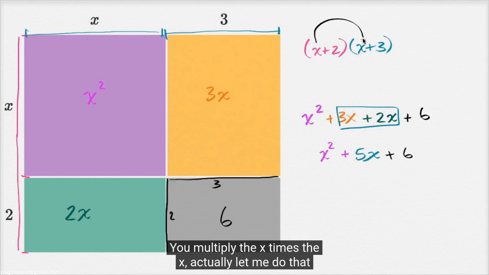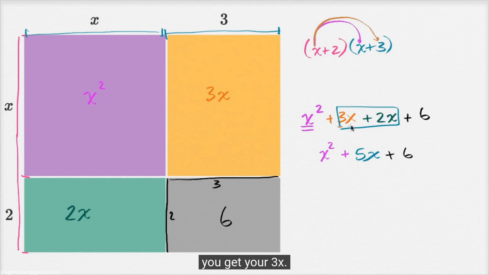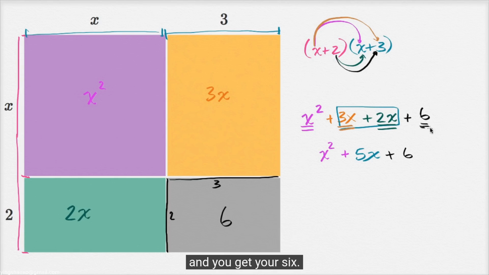You multiply the x times the x. Actually, let me do it in the same colors. You multiply the x times the x, you get the x squared. You multiply this x times the 3, you get your 3x. You multiply the 2 times the x, you get your 2x. And then you multiply the 2 times the 3, and you get your 6.